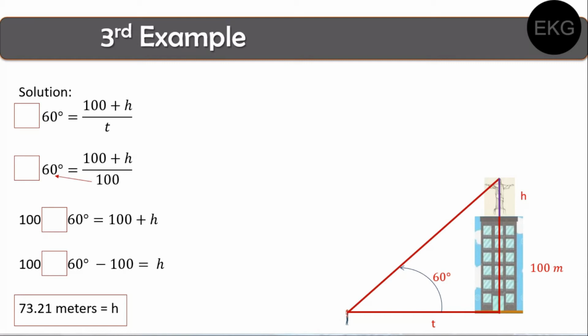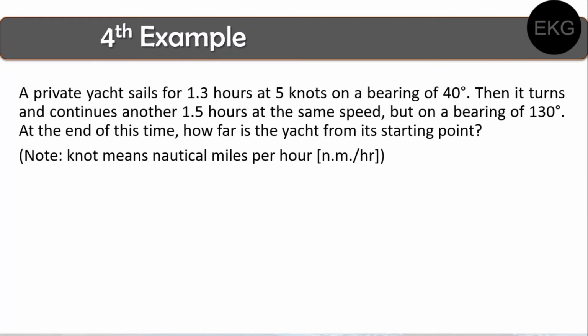Because it's important that we establish and pass on to you the skill of decisioning: whether this is the opposite side, the adjacent side, or the hypotenuse, and which trigonometric function to use. Now, for our fourth example, this is what I really want us to reach, the topic about course and bearing.